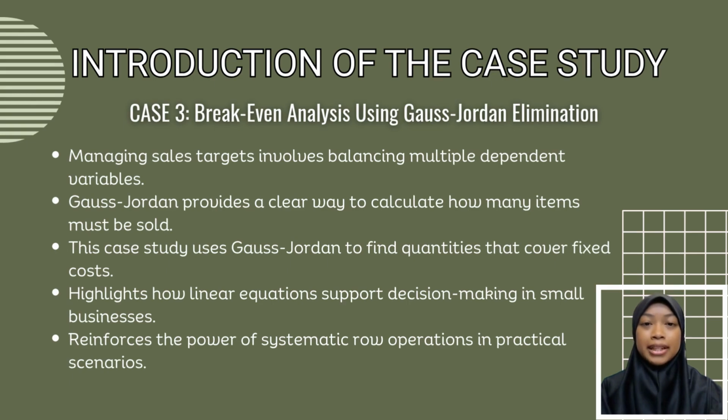Case 3, break-even analysis using Gauss-Jordan elimination. Managing sales targets involves balancing multiple dependent variables. Gauss-Jordan provides a clear way to calculate how many items must be sold. This case study uses Gauss-Jordan to find quantities that cover fixed costs.